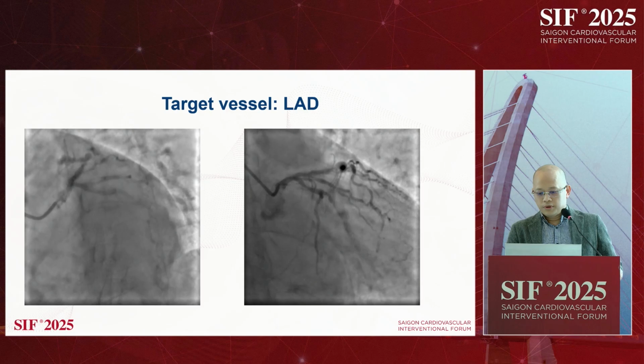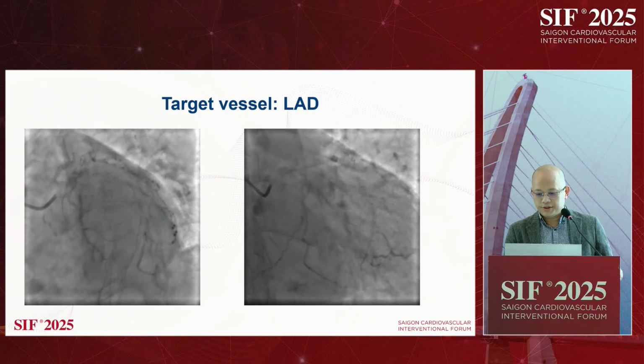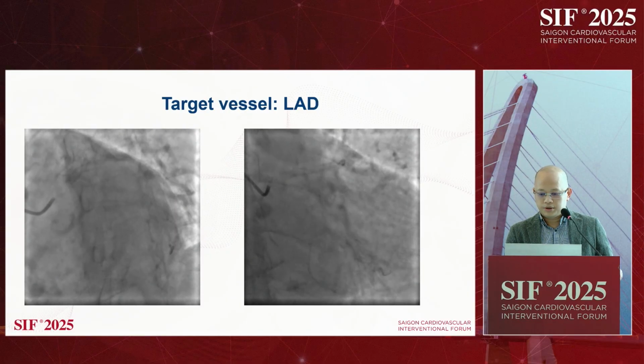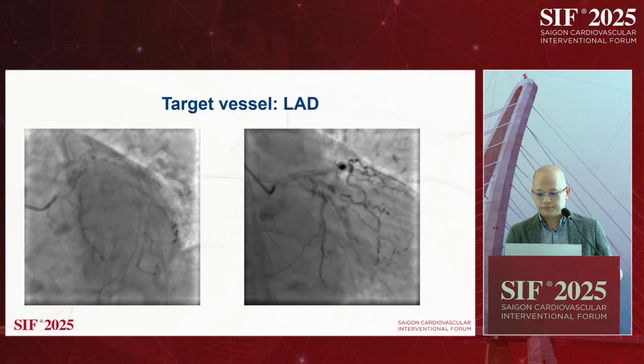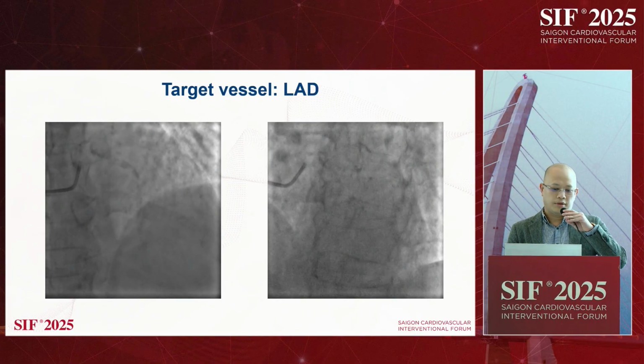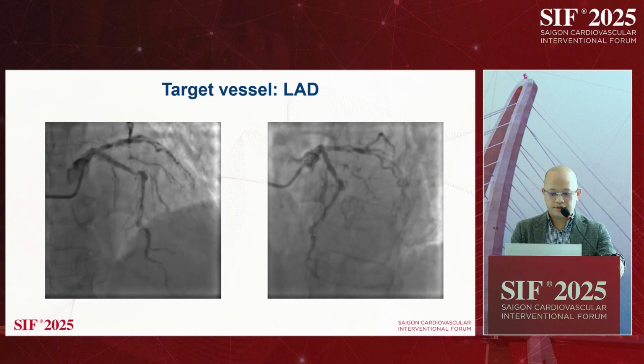And for the next view, you can see that the calcification runs along from the left main to the LAD. And for the cranial view, there is very severe calcification and also a very angulated vessel.